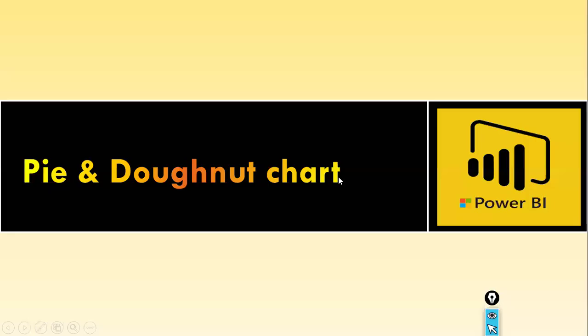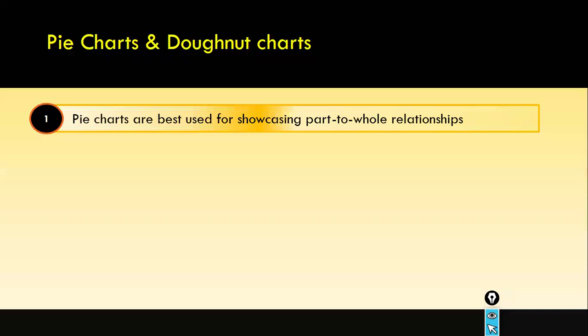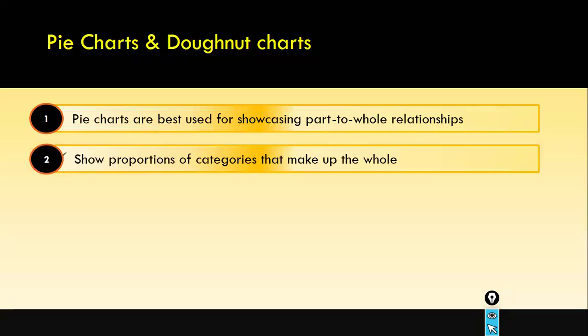Next one is the pie and doughnut chart. I believe all of you must have used pie charts, right? Even in sixth standard, as part of math, we learned what a pie chart is. To showcase the part-to-whole relationship, we can use a pie chart. The pie chart shows the proportion of categories that make up the whole.